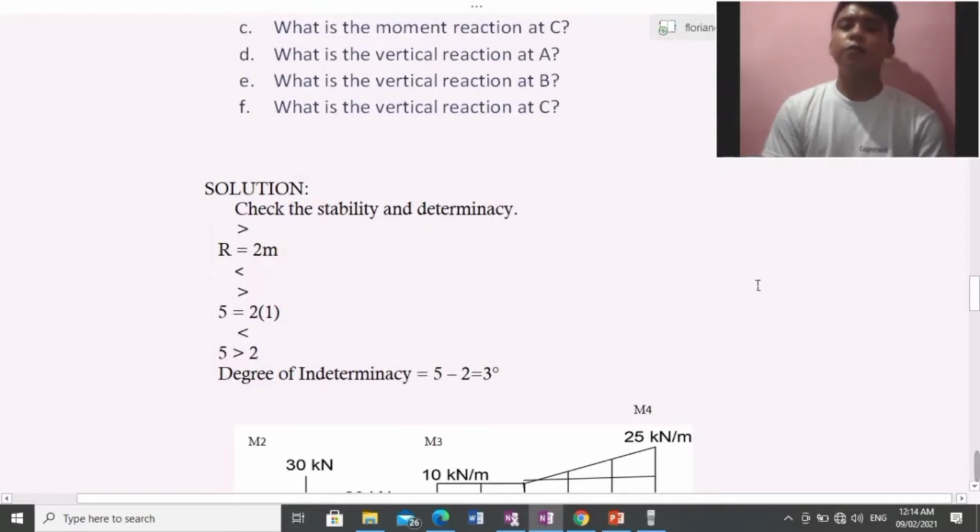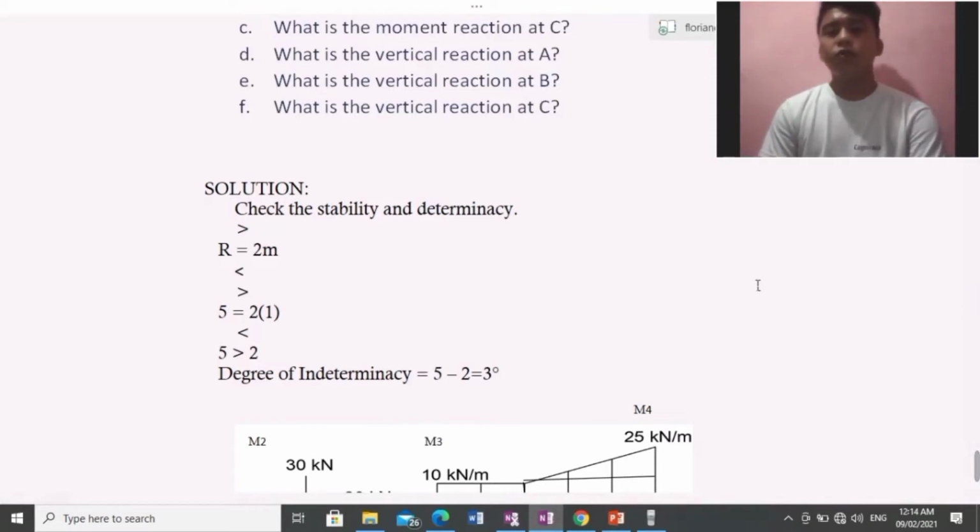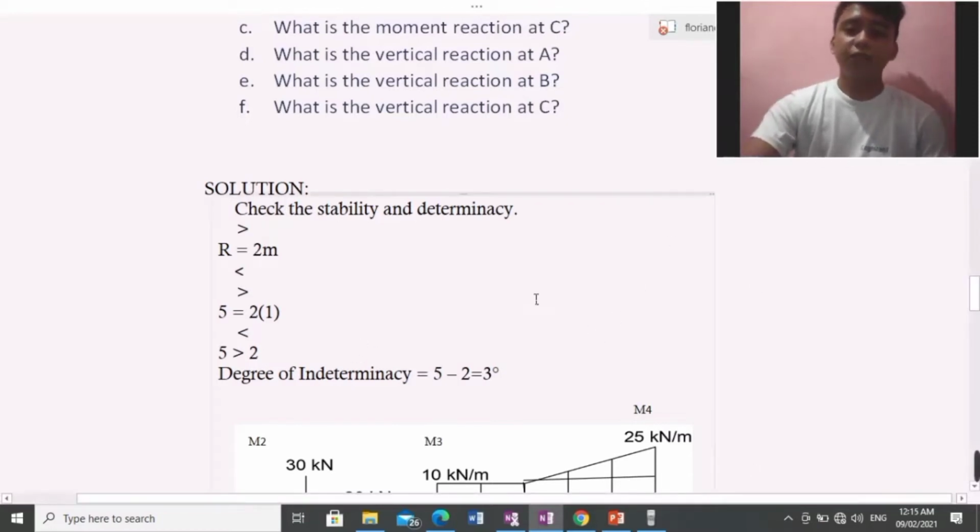So, para naman makuha yung degree of indeterminacy, ang formula is R minus 2m. So, R is 5 and 2m is just 2. So, 5 minus 2 is equals to 3. So, third degree. So, kakailanganin natin ng tatlong equation para masolve yung mga reaction. So, ano yung sunod natin gagawin?